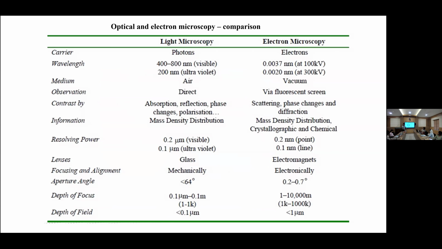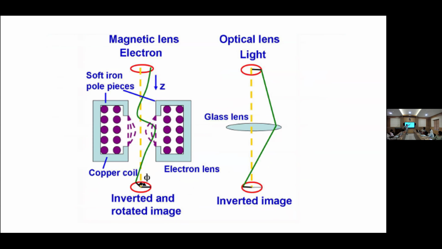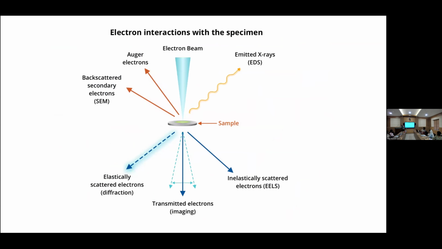So how is it happening? Like in an optical lens, the lens will bend the light. Here, the magnetic field bends the electron beam. This is how we are focusing the electron beam in electron microscopes. And if we illuminate our sample with an electron beam, then all these interactions will happen.